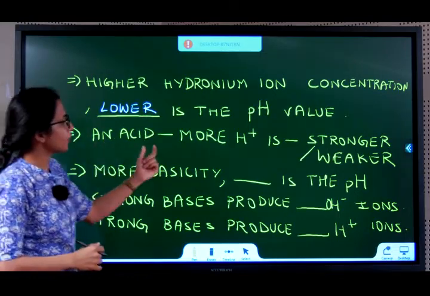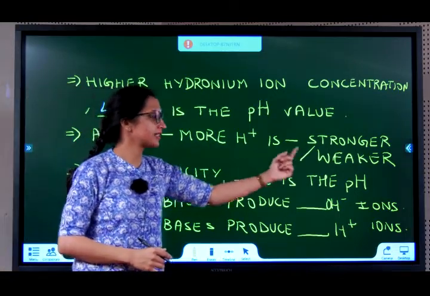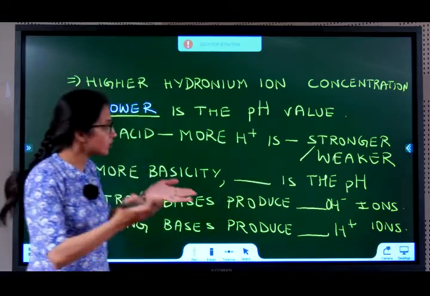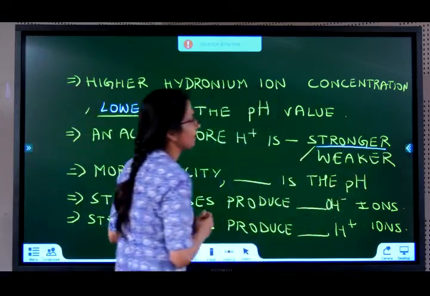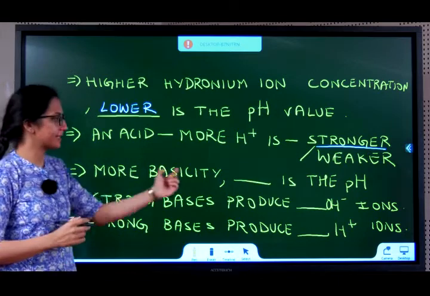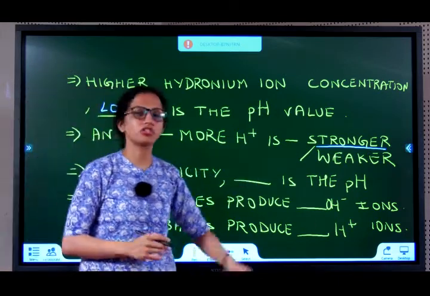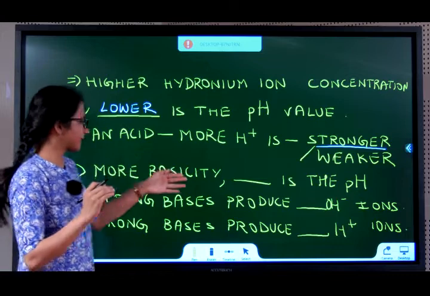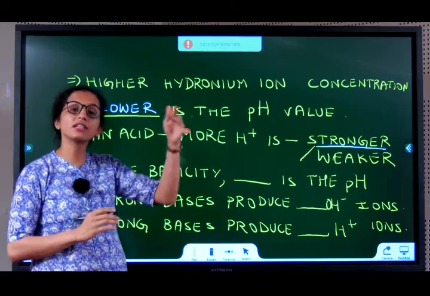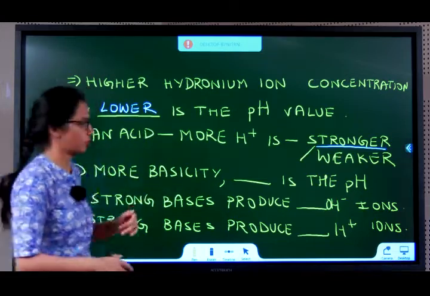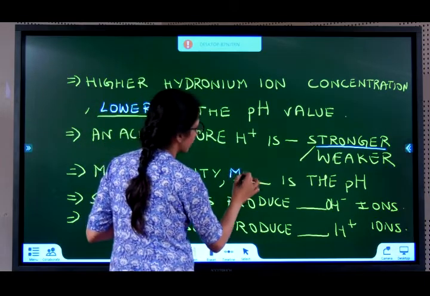An acid that produces more H plus ions, is it stronger or weaker? It's a stronger acid. More basicity, dash is the pH. If there's more basicity, what does that mean? pH value tends to be towards 14, more than 7 and towards 14. So more is the pH.